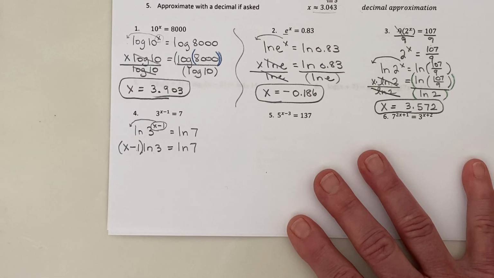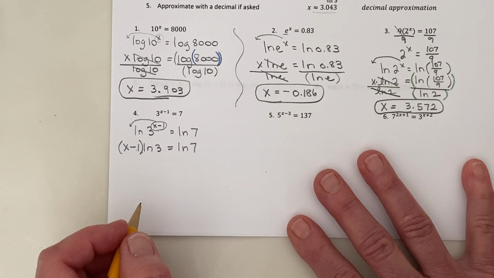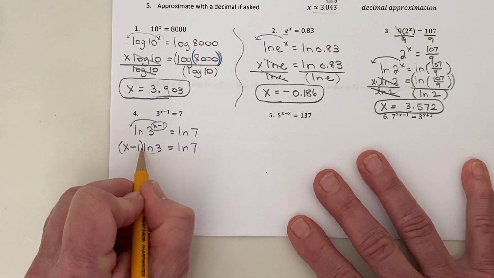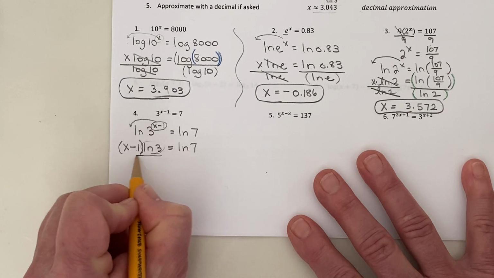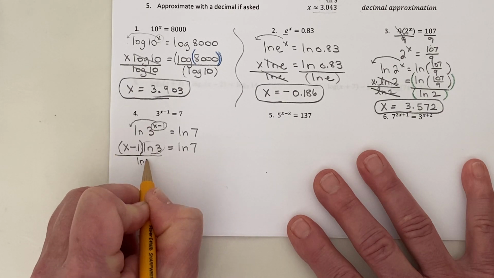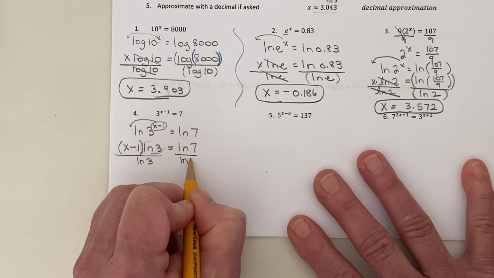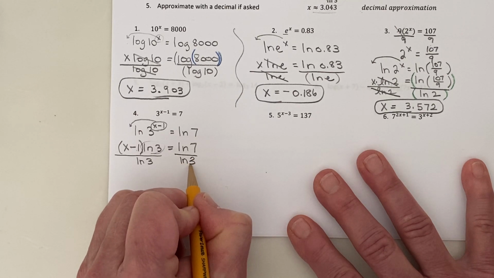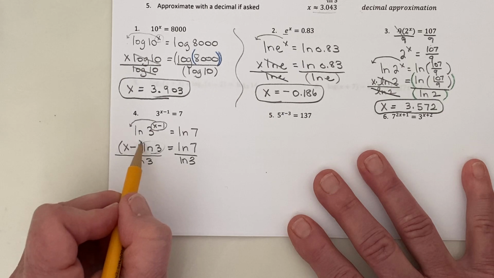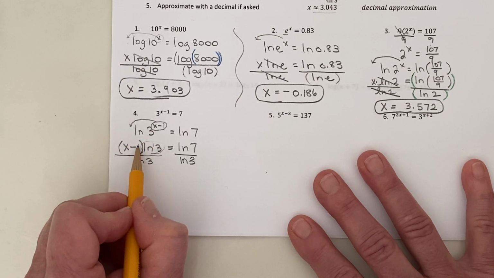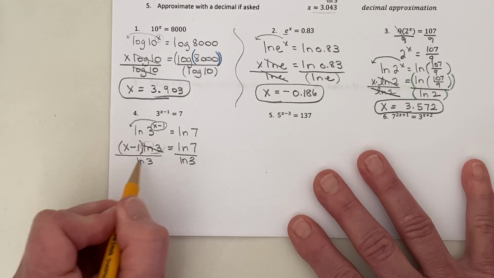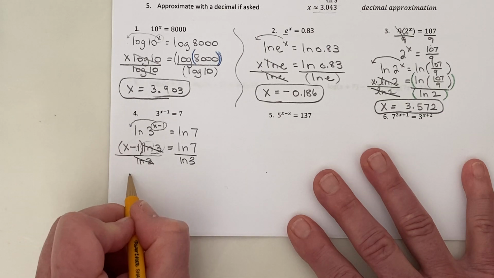Okay, so what do we do next? Well, I'm going to go ahead and divide both sides by ln of 3. So I have 2 factors here. Let's just go ahead and divide out ln of 3. Another strategy, you could have distributed that in, but it might have made a little more work for us. Let's go ahead and divide those out.